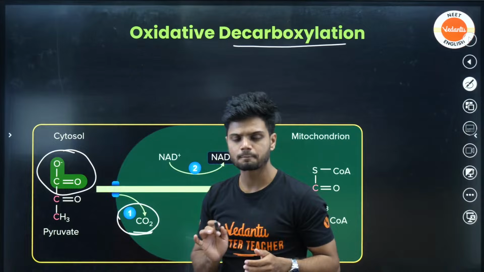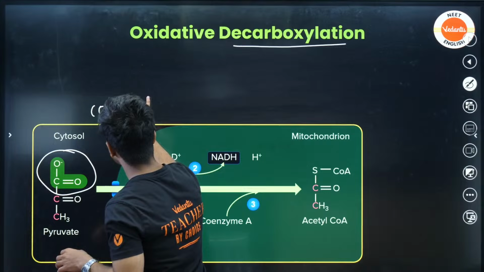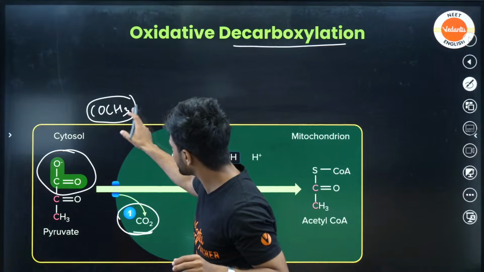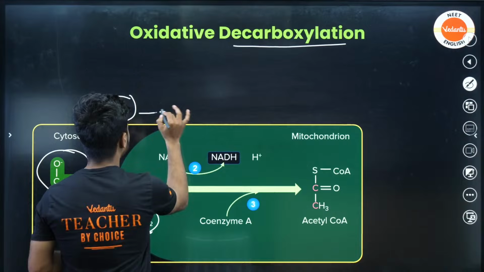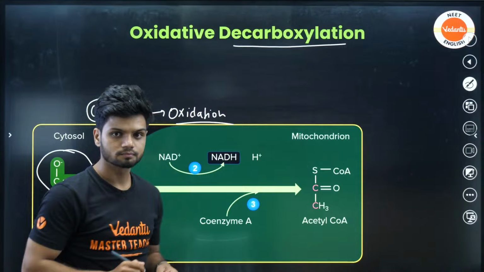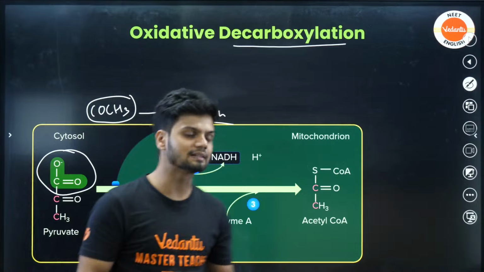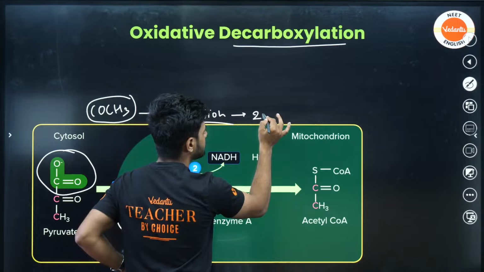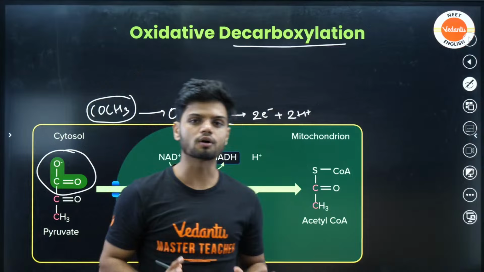Now this carbon compound, can I write it as COCH3? This is COCH3. This is nothing but your acetyl group. Now this particular acetyl group undergoes oxidation. So all of you know, students, every single time a compound undergoes oxidation, what happens? Oxidation means loss of electrons as well as loss of protons.